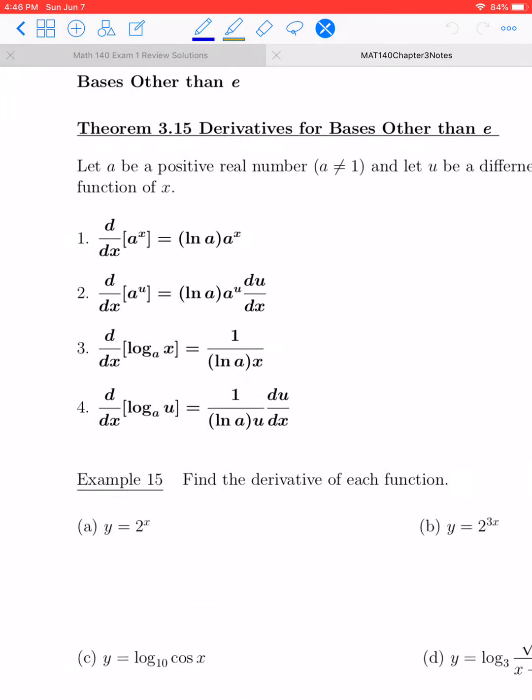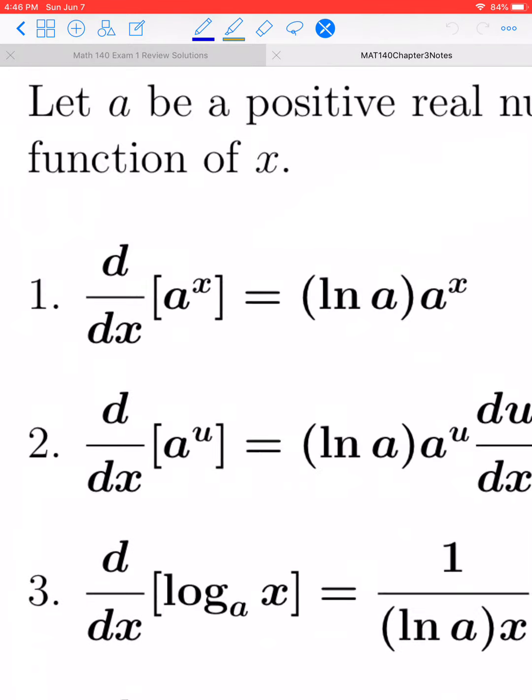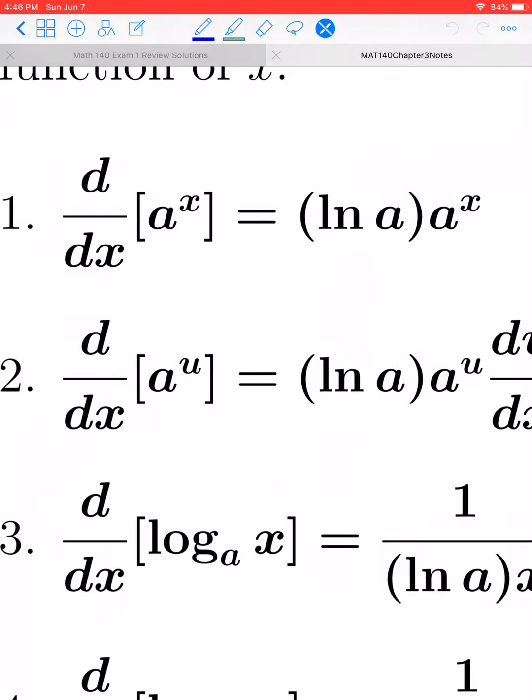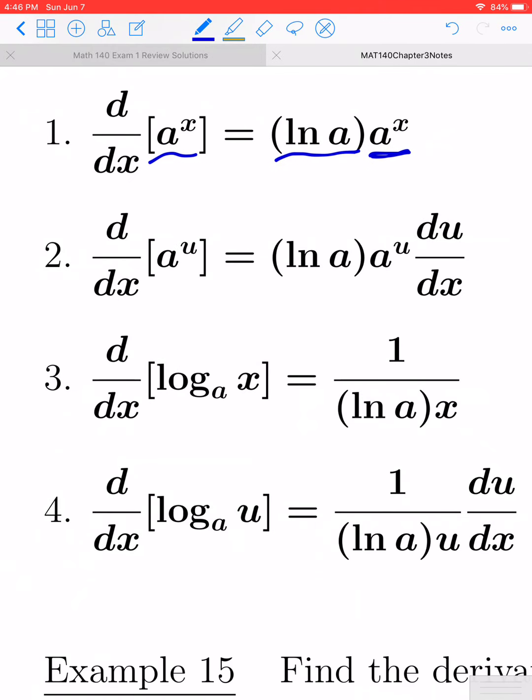The last thing we'll finish this section with is what happens if we have bases other than e. Well, we know that the derivative of e to the x is e to the x. If we have a base other than e, then it's very comparable. The derivative of a to the x is still going to be a to the x, but we also get a multiplication out in front, an extra factor of the ln of a. And then if you look at the chain rule version of this, the derivative of a to the u is going to be a to the u times u prime, again with that ln of a out in front.